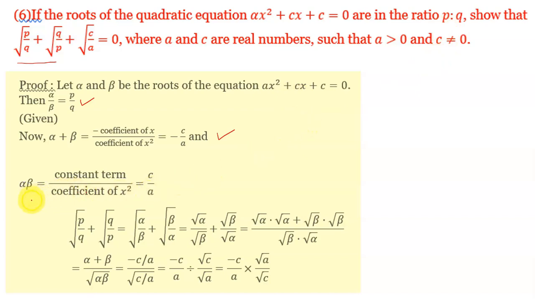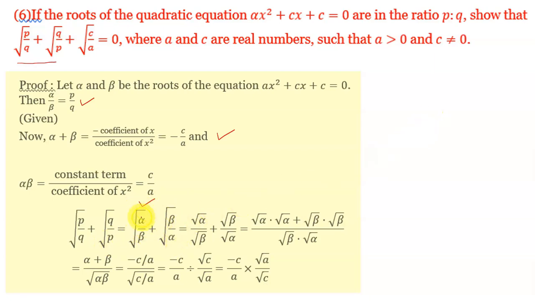Okay. In root of p upon q plus in root of q upon p is equals to, we know that alpha upon beta is equals to p upon q. Therefore, in root of p upon q is nothing but in root of alpha upon beta, plus in root of q upon p means what? In root of beta upon alpha. Next step like the cross multiplication करना.